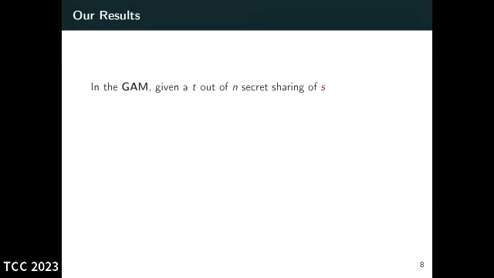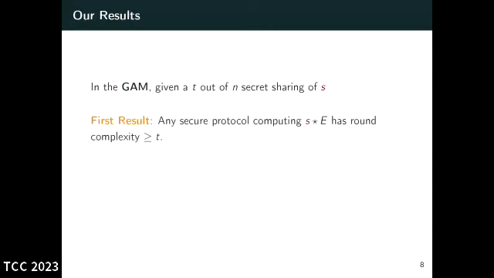So now we can finally state the result. The result is that in the generic action model, that is, for adversaries or users that use the action in a black-box way, whenever we have a T out of n secret S shared among n users, there is no way to compute the action of S on E in fewer than T rounds, unless the protocol is insecure.